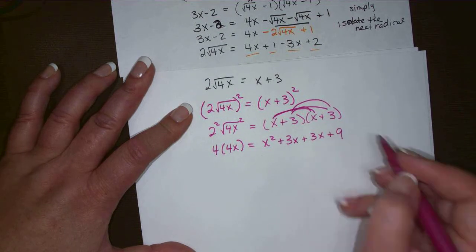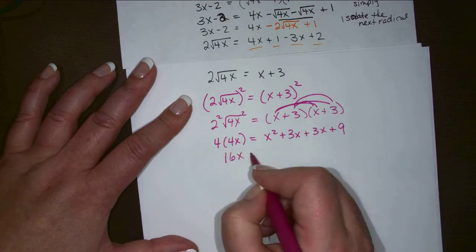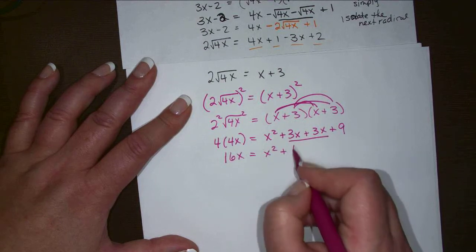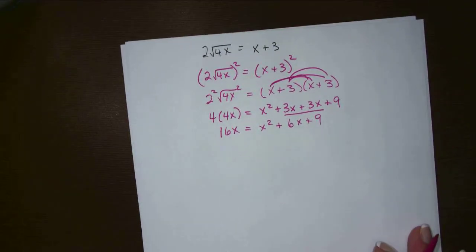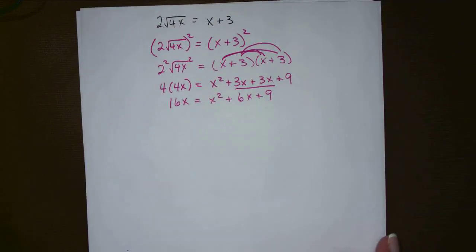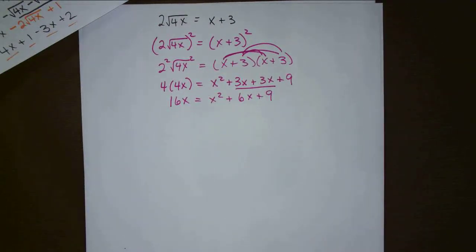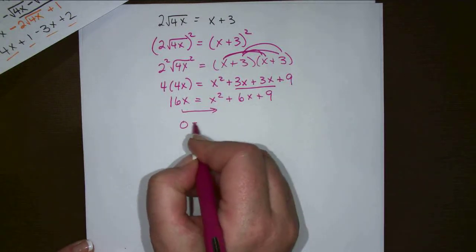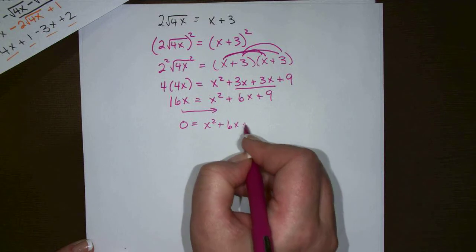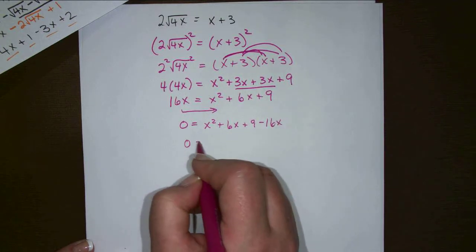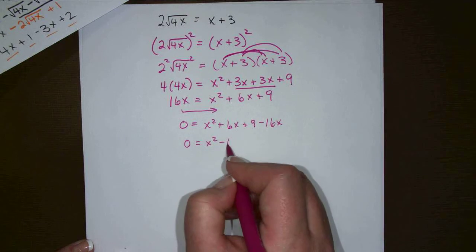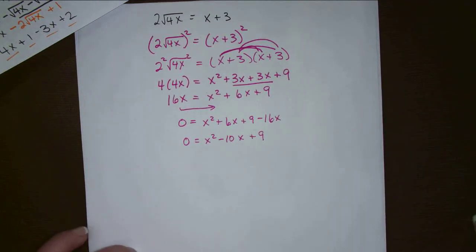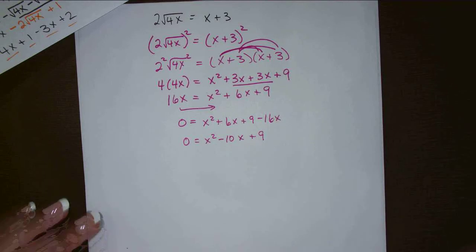4 times 4 is 16, 3 and 3 is 6. All right, no more radicals, so that's good. And we can just solve. So how do we solve a quadratic? Move everything to one side so that it's equal 0. Minus 10x plus 9. All right. After all that, you hope it factors. And does it? Yay. It does. Minus 9 and minus 1.